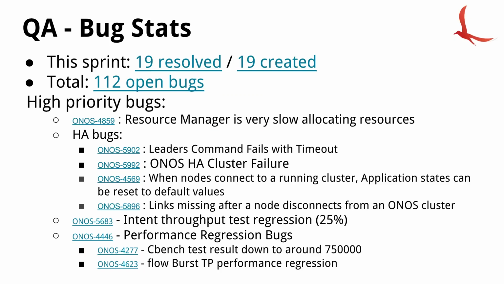So some bug stats: this sprint, there were 19 resolved and 19 created, for a total of 112 OB bugs. High priority bugs, the resource manager being slow is still a big one. There's a couple of HA ones. I think some are in copycat. The first two look like they have part of atomics, and then the other ones appear to be in ONOS. I think I have a fix for ONOS 5896. Cool. Oh, good. And then there's still the performance regression bugs that have been around for a while.